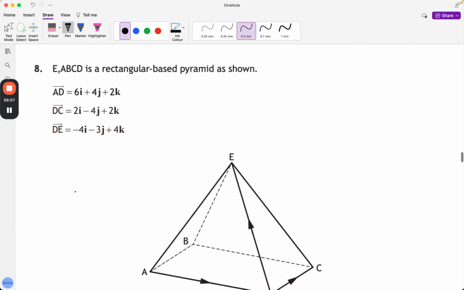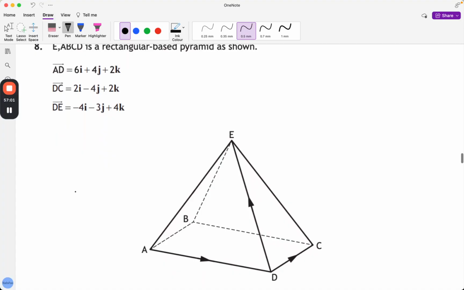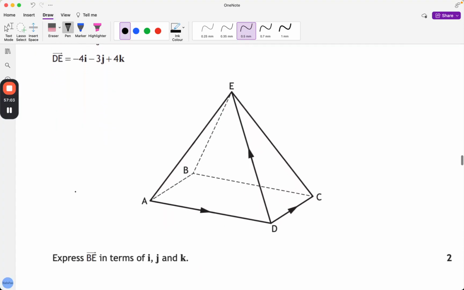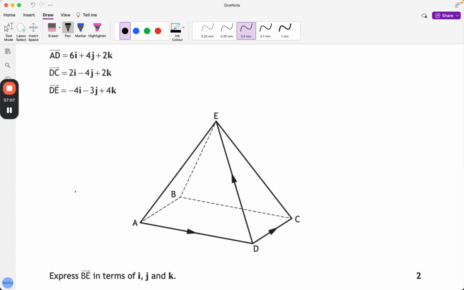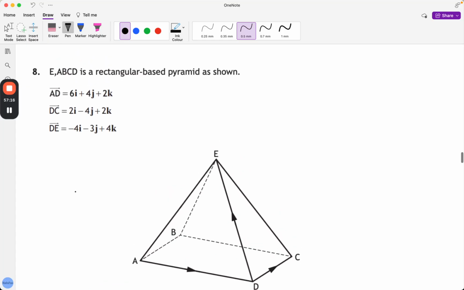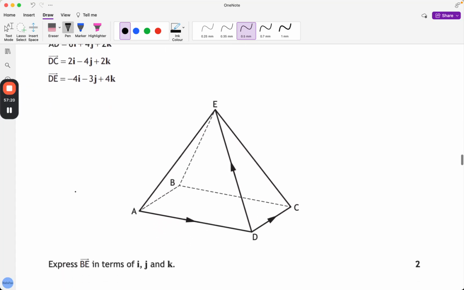Okay, up next, question 8, we have a rectangular base pyramid as shown, and we've got some vectors. What it wants us to do is express BE in terms of IJK. So we have to think about how we can travel from B to E using the vectors that we know about. And we also want to use the fact that this is a rectangular based pyramid, and that can be useful because we know that we've got some things in common here.